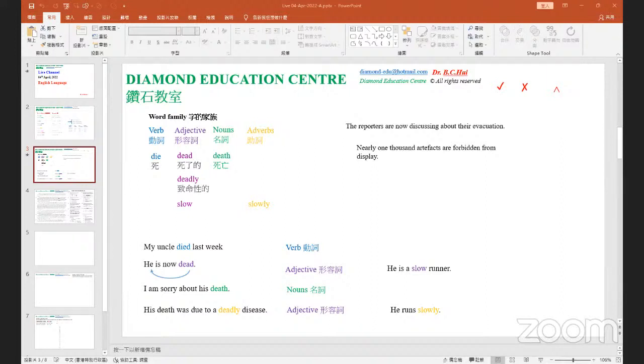And how about this? This exercise is for secondary 1 level. He has been studying for 3 hours. What kind of tense is this one? Which part of the sentence is the verb? So which part of the sentence is the verb?